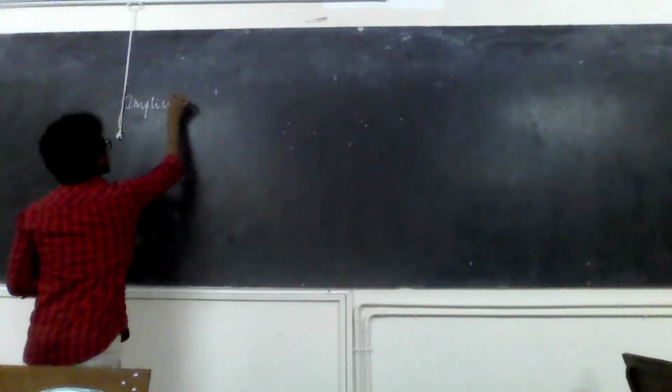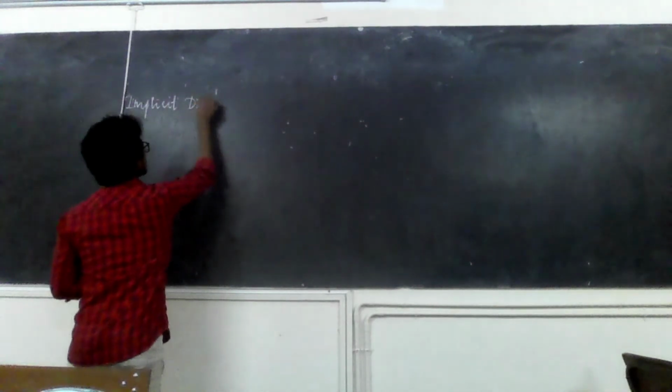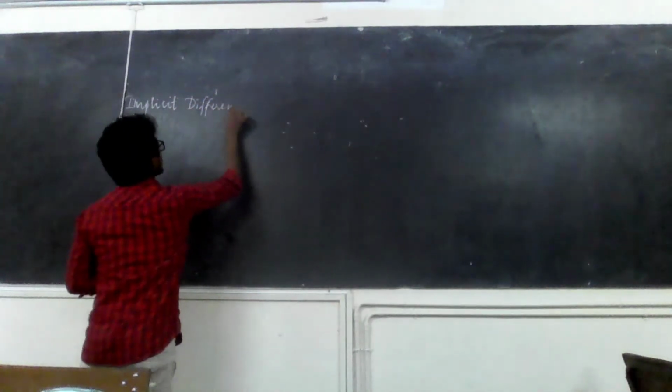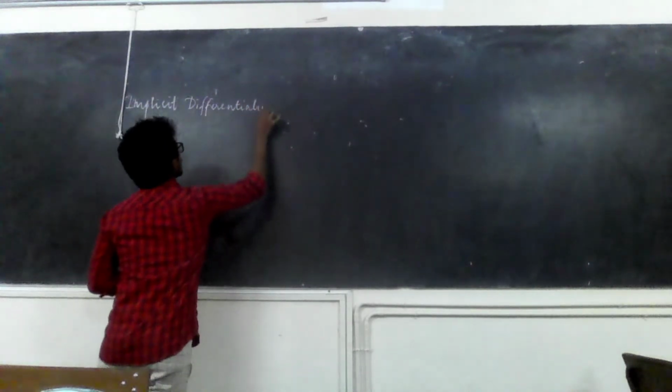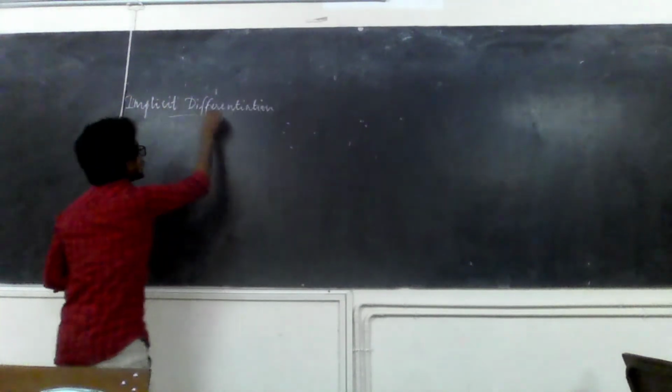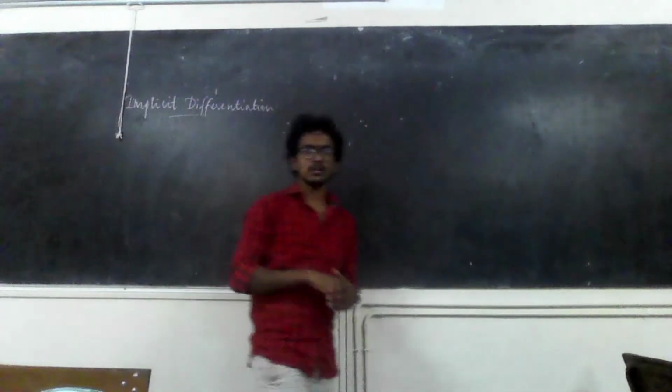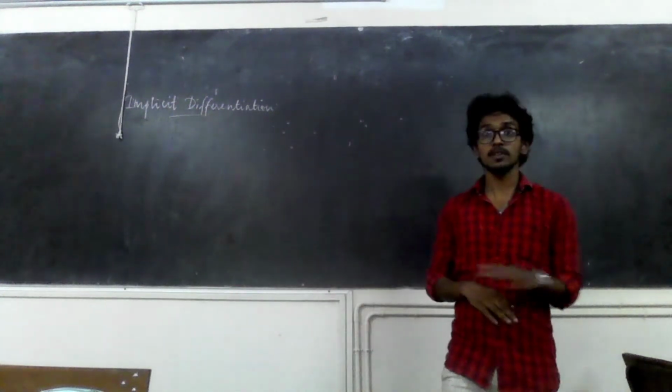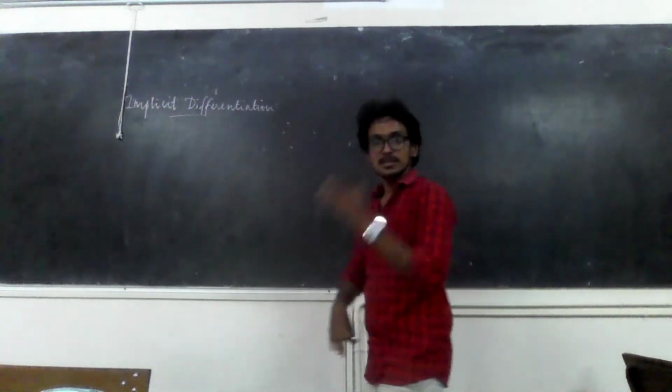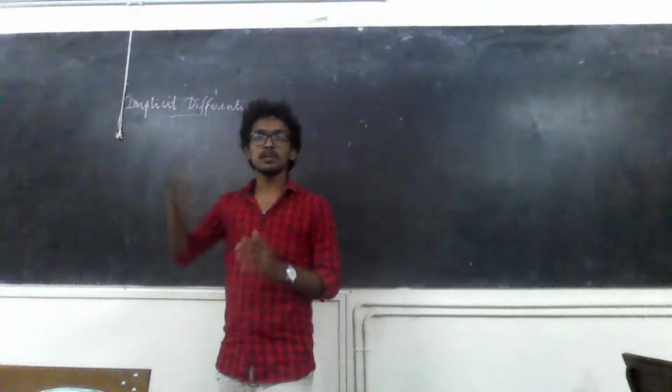Of course, we have introduced what we mean by implicit differentiation, and we have seen a problem based on it. Till now, in the previous one or two lectures, we have been discussing the concept of chain rule. Does this chain rule have anything to do with implicit differentiation?